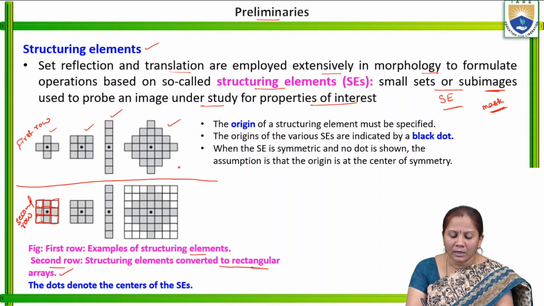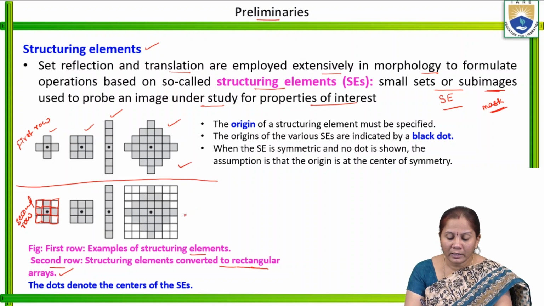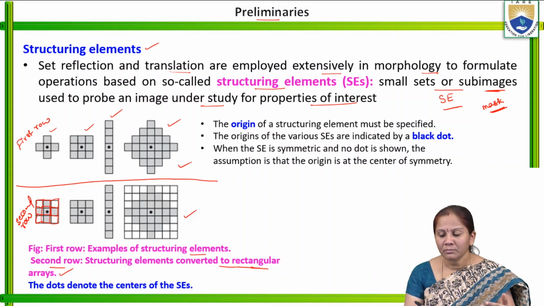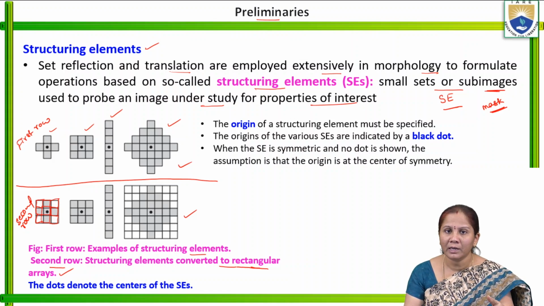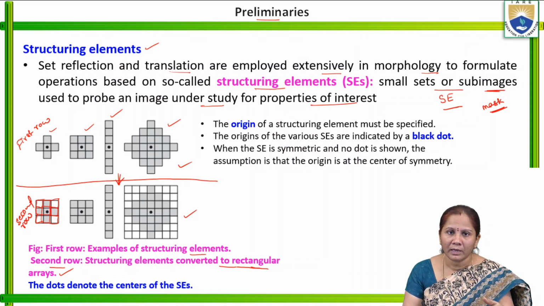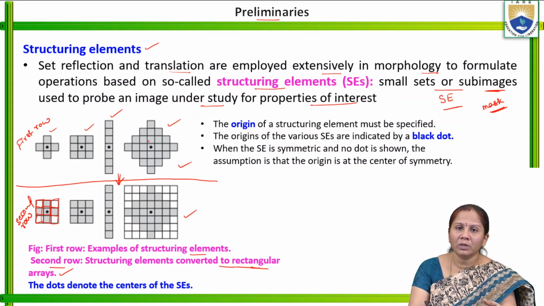So generally these are the structuring elements, and here we have represented them in the form of rectangular arrays. What is the purpose of converting the actual structuring element into rectangular arrays? While applying these structuring elements on the image, it is easy if they are in the form of rectangular arrays. So before applying them on the images, the structuring element should be in the form of rectangular arrays. That's why these are converted into rectangular arrays. So same structures only will be there.